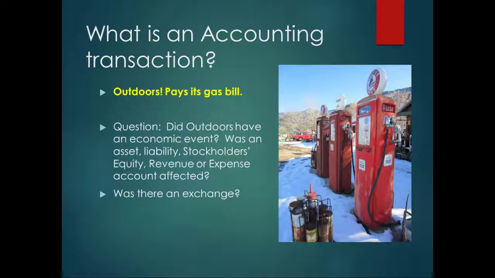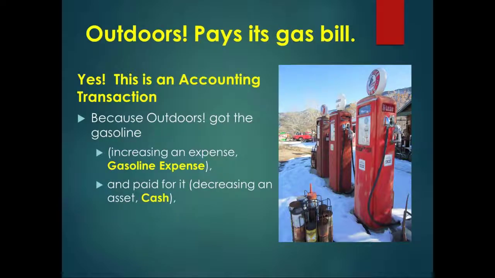Let's do another one. Outdoors pays its gas bill. Was there an exchange? Was there an economic event? Yes, this is an accounting transaction. Outdoors got gasoline, increasing an expense, gasoline expense, and Outdoors paid for it, decreasing an asset, cash.